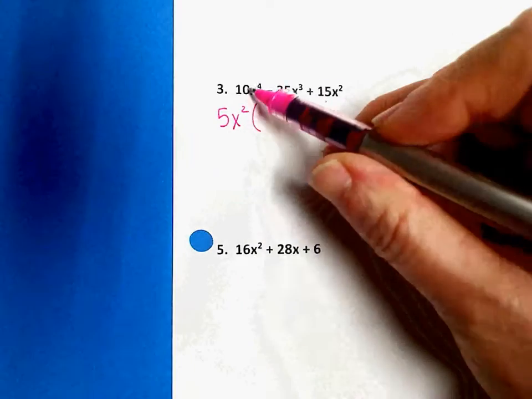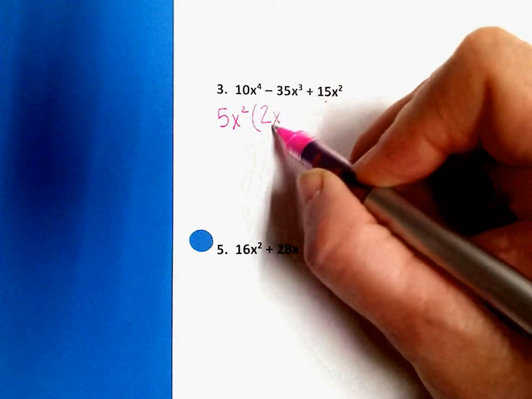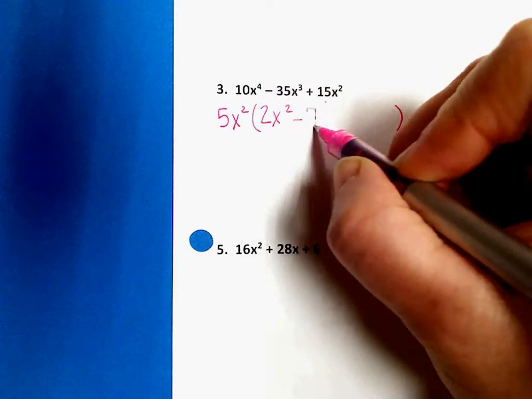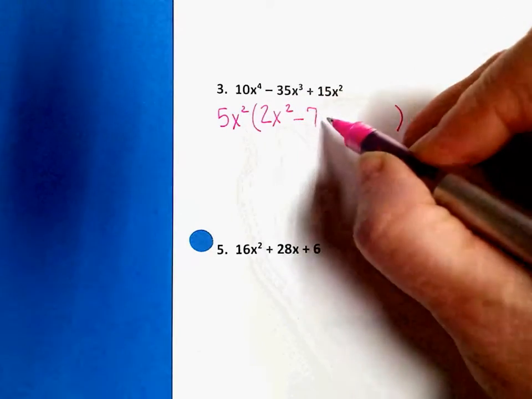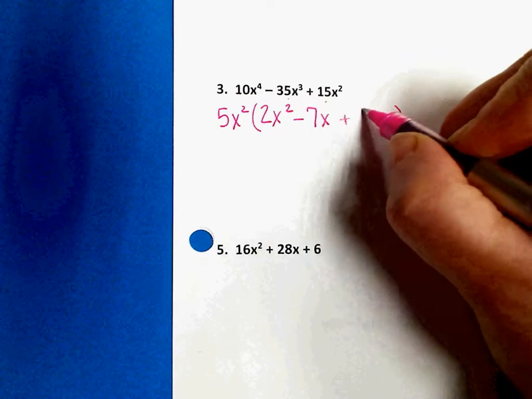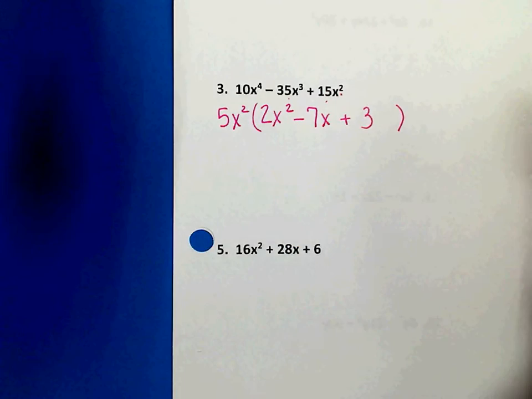So I have 10 divided by 5, 4 x's taking out 2, negative 35 divided by 5, 3 x's taking out 2, and then 15 divided by 5, 2 x's, but both of them came out, so no x's left.